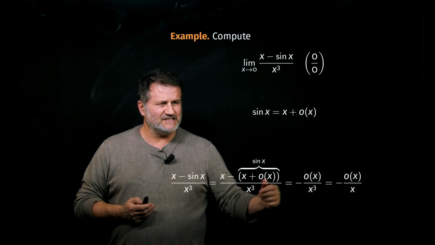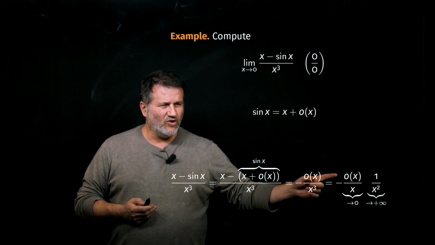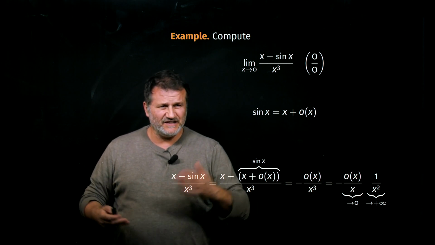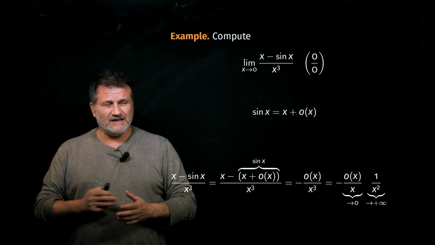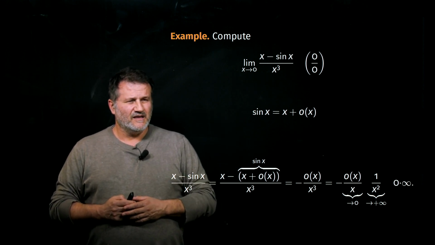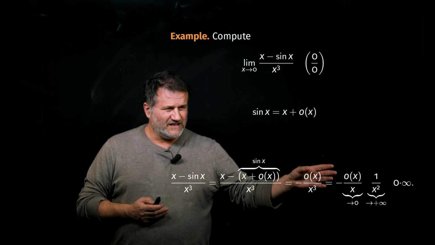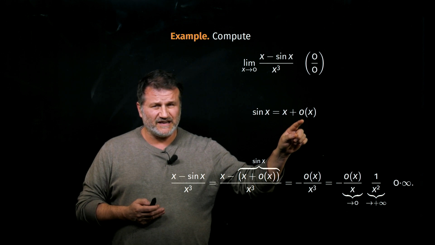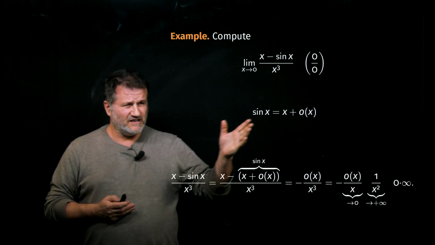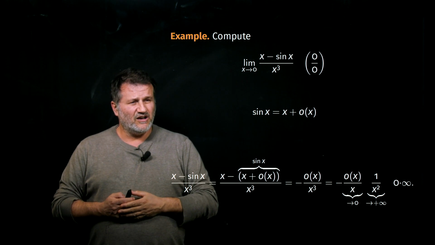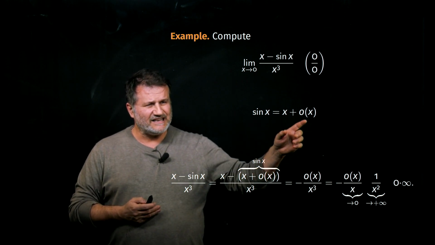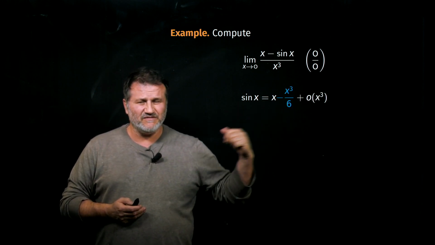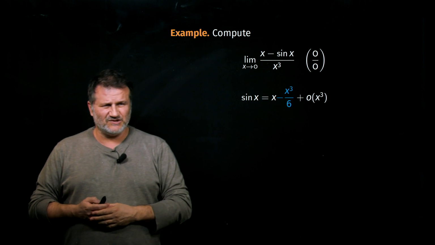If we rewrite this in this way, we can see that o of x divided by x goes to 0, times 1 over x squared that goes to plus infinity when x goes to 0. So 0 times plus infinity. So now, to understand what is inside this o of x, we have to look inside this o of x. The solution to this problem is just adding one more term from the Maclaurin expansion. The next term is the cubic term, as is well known, so sin x is x minus x cubed divided by 6 plus little o of x cubed.